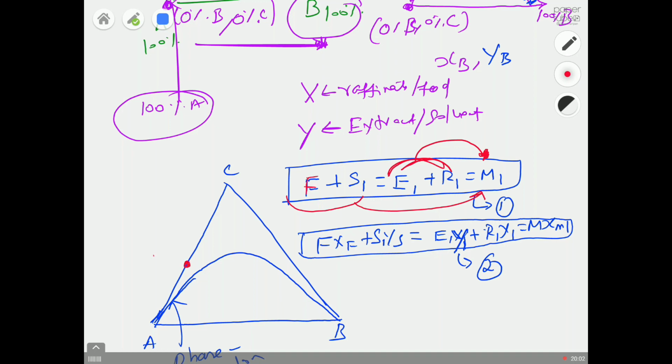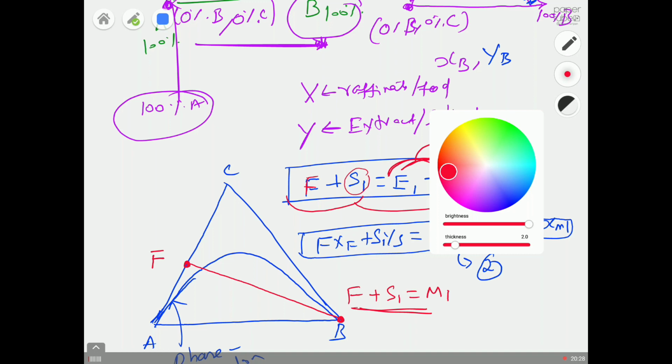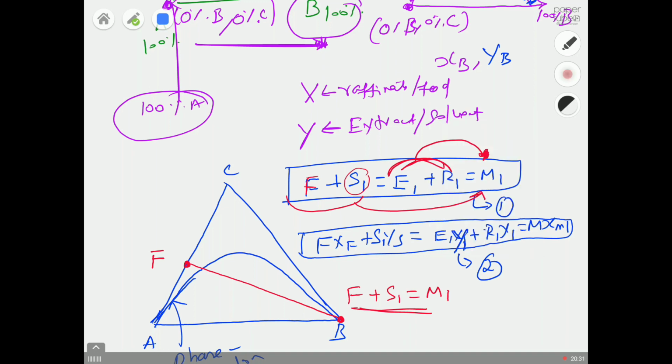I already taught you how to locate your feed point F, and you also know how to locate your S1 point. If it's 100% pure solvent, it will be in the corner of your triangle. So you connect them. If F plus S1 is equal to M1, your M1 point should lie somewhere on this line, inside the phase separation line. So somewhere here, your M1 will be.